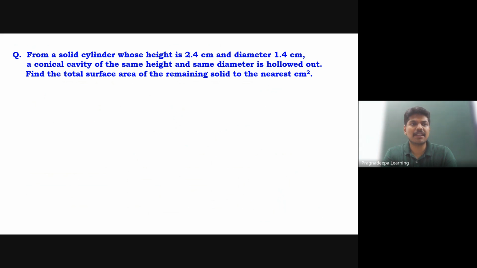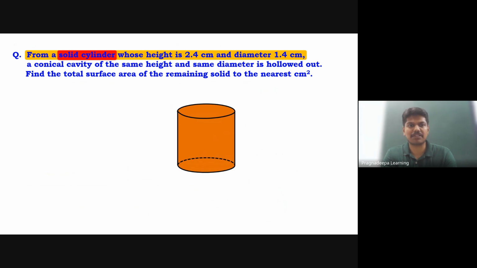So there is a solid cylinder whose height is 2.4 centimeters and diameter is 1.4 centimeters. So solid means what? Everything is filled. Okay, the height of this is 2.4 centimeters and the diameter is 1.4 centimeters. A conical cavity of the same height and same diameter is hollowed out.